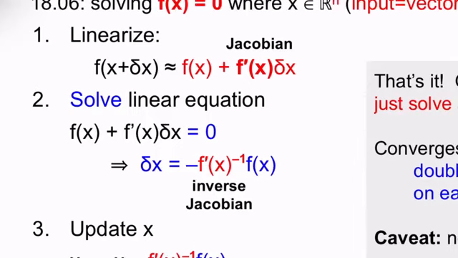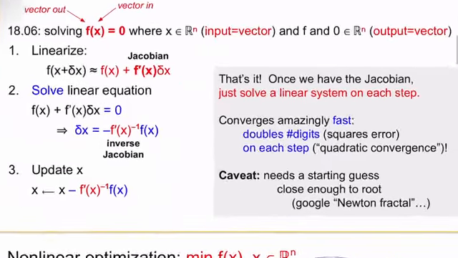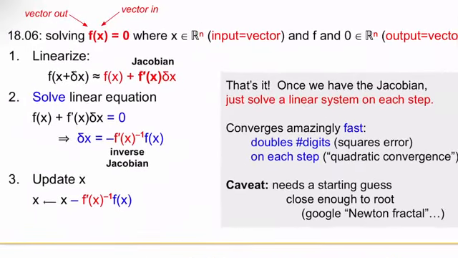It's much harder to picture this in higher dimensions compared to the 1D case, but it works amazingly fast. It does the same thing. You solve a linear system in each step. It doubles the number of digits in each step. With the caveat that you need a starting guess close enough to the root. If you start very far away from the root, it can be kind of unpredictable what this does.